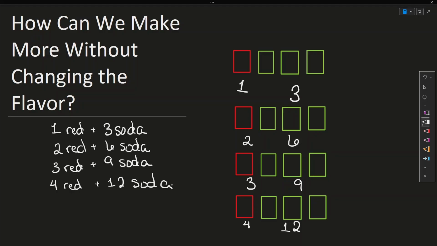This gives us the beginning idea of a proportion. A proportion means that 2 relationships are equal. For example, 1 to 3 and 4 to 12 describe the same red punch to soda relationship.